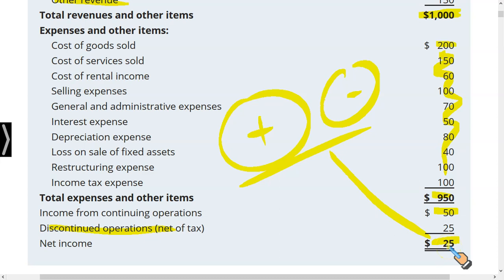Clearly, it's not a good option, not a good presentation, because as a manager, I would like to see my different levels of profitability: my operating profit, my gross profit, my trading profit, my profit from other activities, then income before taxes, and then of course net income. So this is not a very useful format.